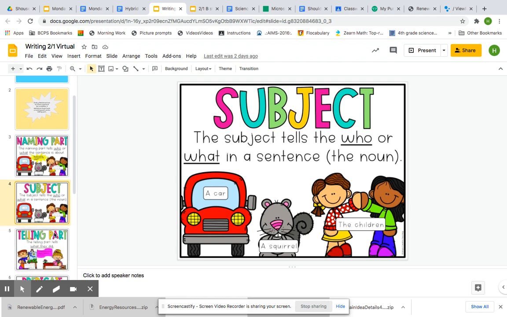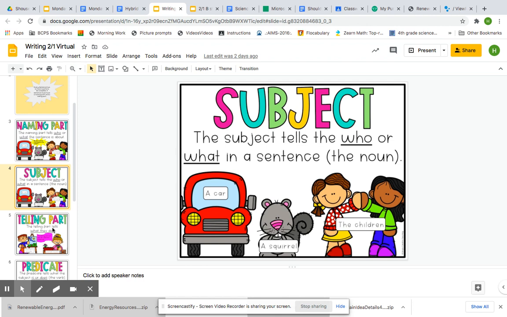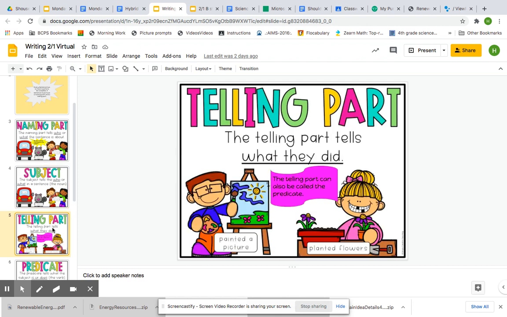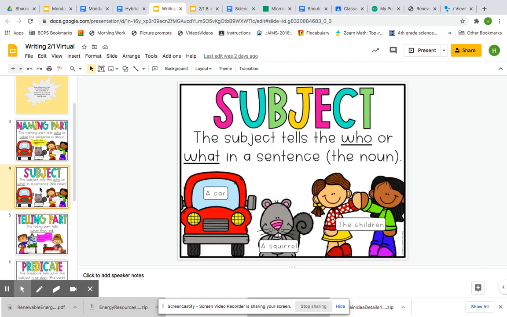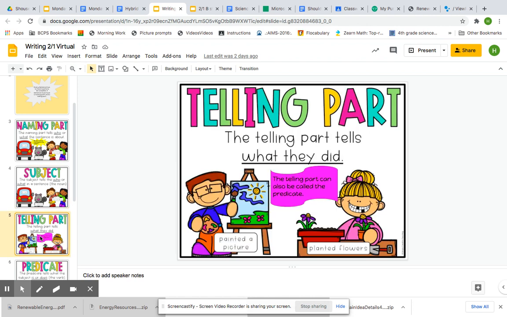And then the second part that every sentence has to have is the telling part. The telling part says what they did. So if you said a car went to the store, the car is going to the store. You're telling what the car is doing. So the kid planted flowers. The student painted a picture. You're saying what they did.